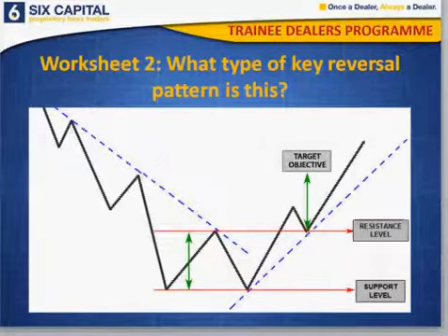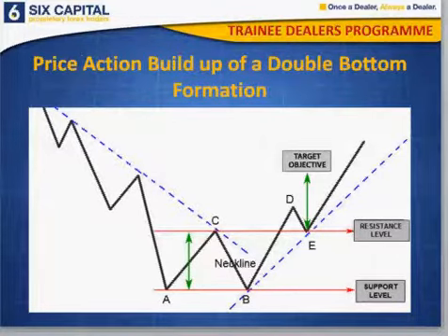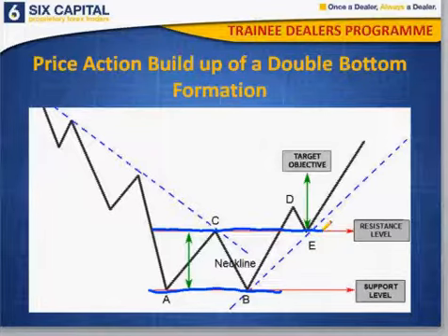And then a double bottom must form at a key support level. So this is your key support level. Okay? And the next one, what is the price action build-up of a double bottom formation? So you see that AB is your current support, and then CE is your neckline.